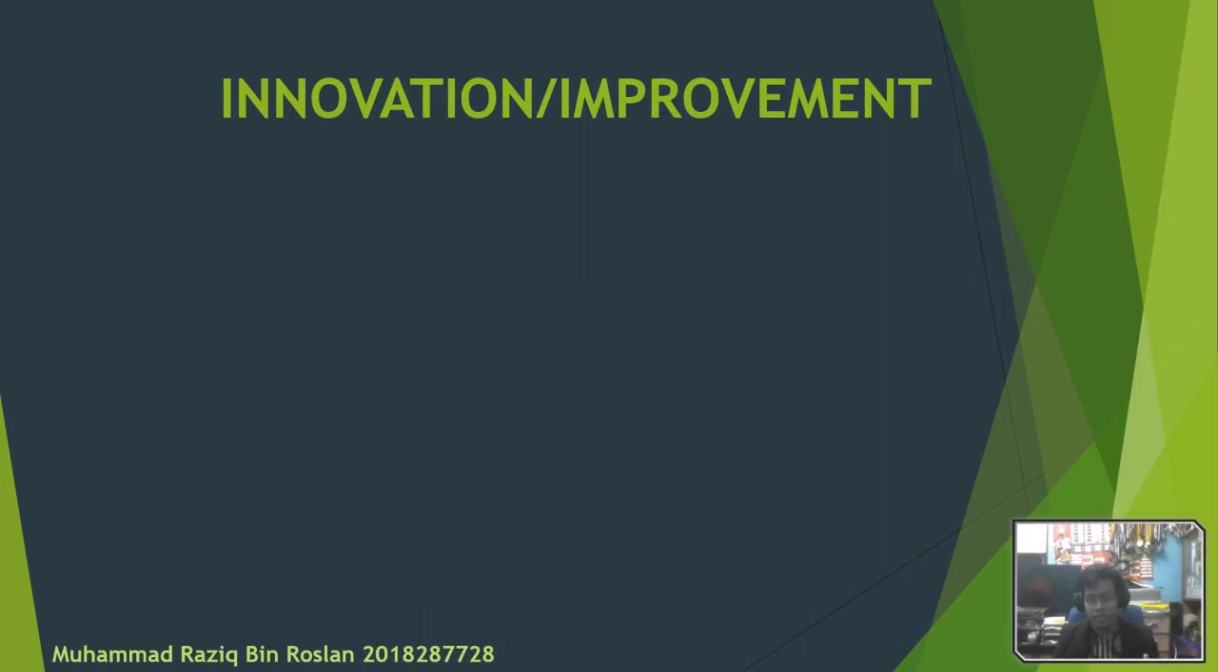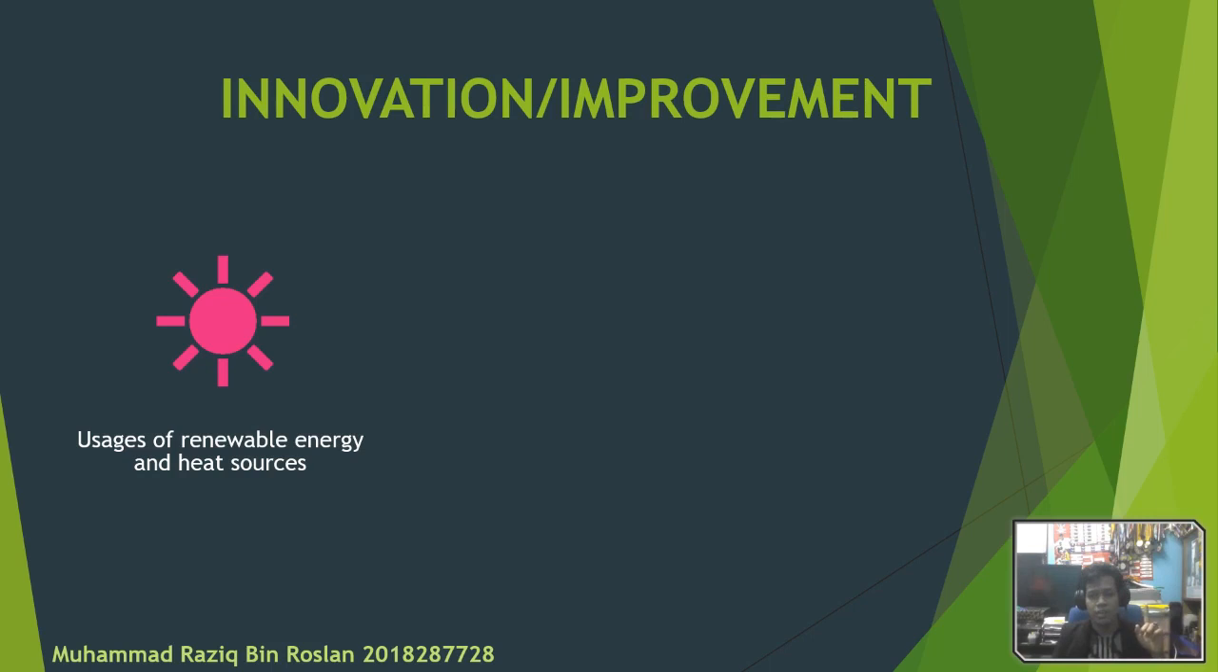Last but not least, I would like to present the innovation or improvement that can be made or have been made in the system to provide better costing and maintenance costs by using the alternative. First of all, the usage of renewable energy sources. The renewable energy can be solar energy, biomass, and also geothermal. If the usage of the said sources can be implemented, the costing for the system may be even lesser than before.